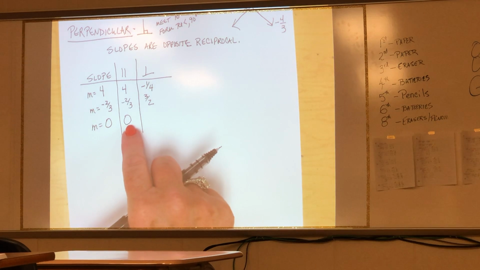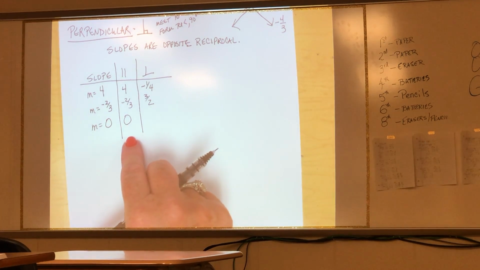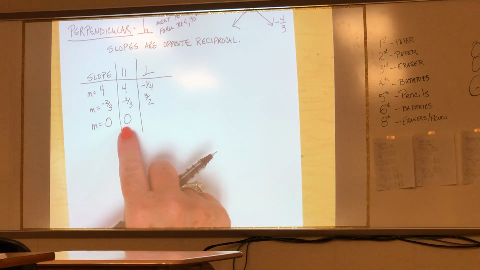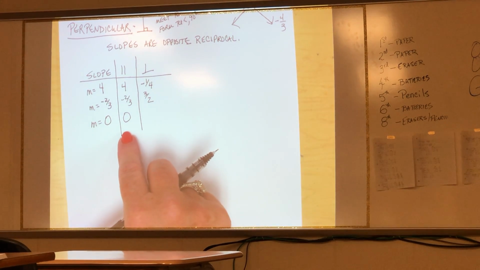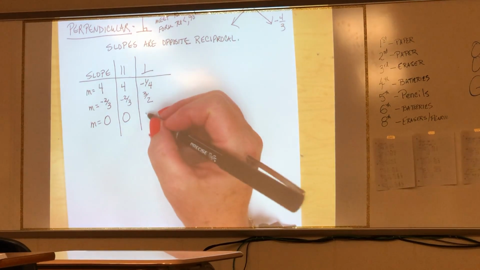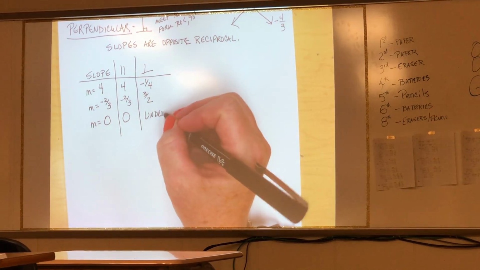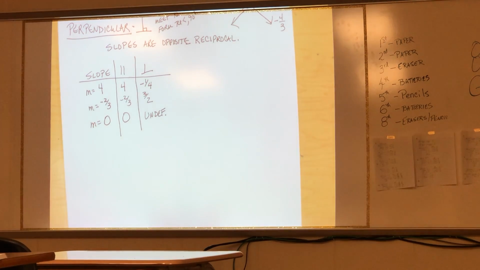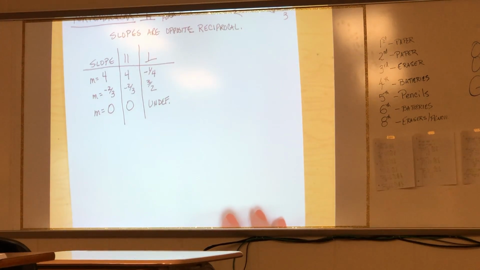But this slope is also 0/1. Is that true? Yeah. When you flip it, what do you get? 1/0. What is anything over 0? Undefined. What happened to it being so easy? Okay? Undefined.